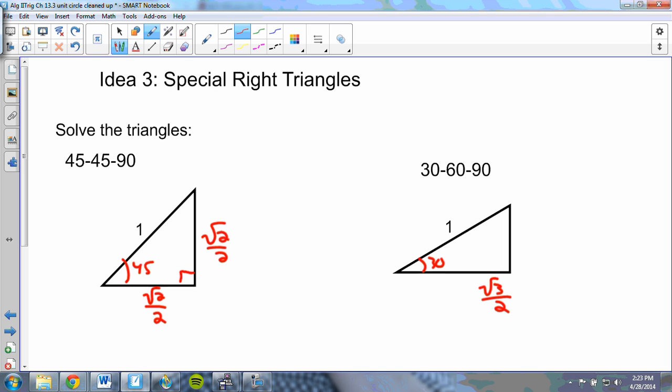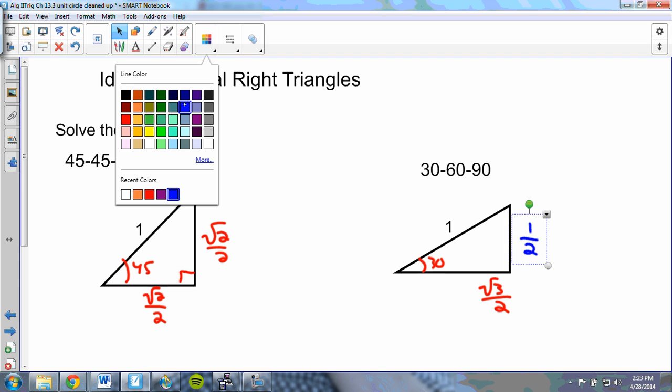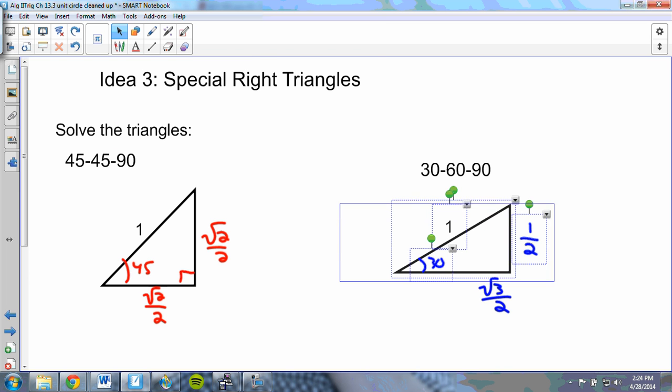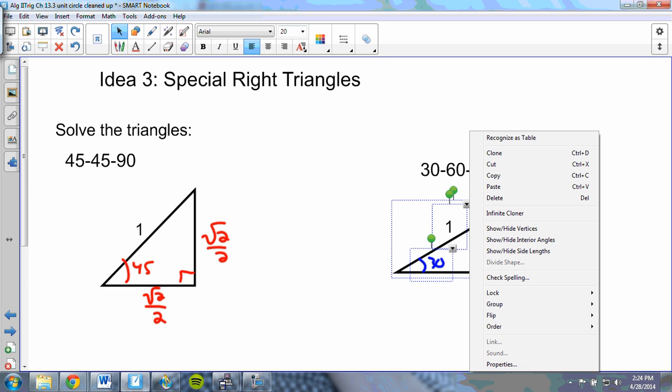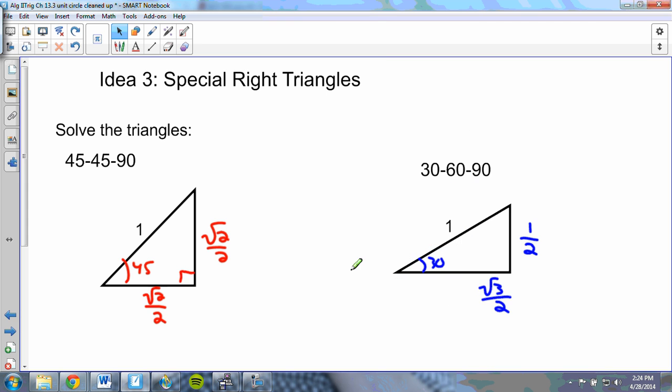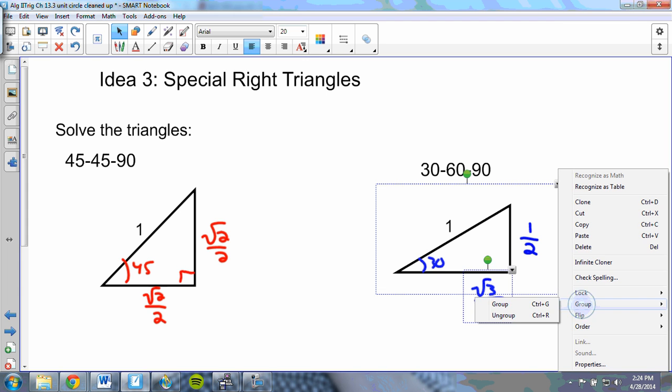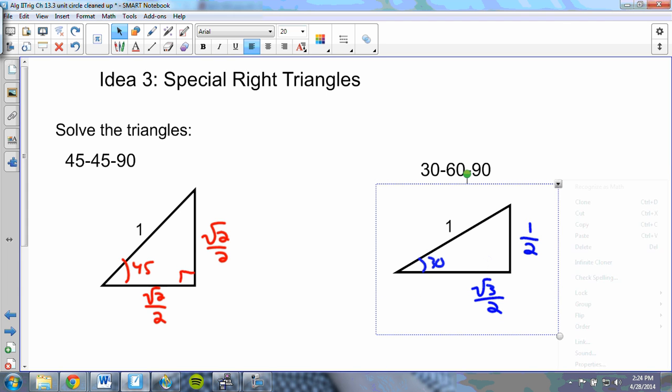So here's root 3 over 2, and here's 1/2. Let's make this blue. And let's make this blue. Why not? Could be fun. Group all this up. Can I grab you? That's fine. Group all this up. We'll copy it.